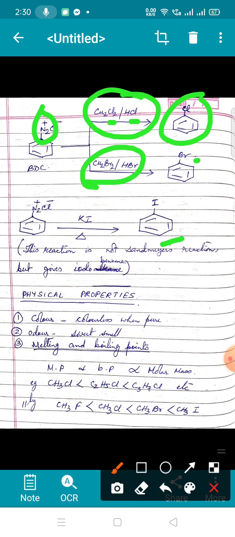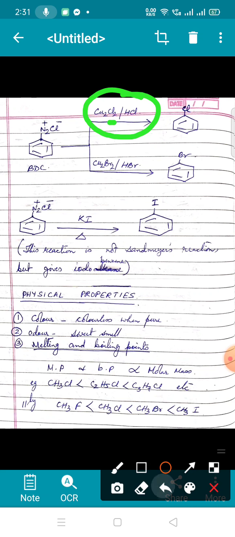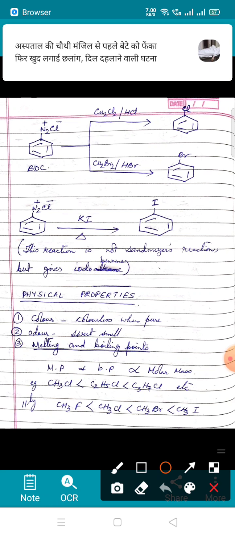We may prepare iodobenzene as well from BDC, but the reaction is not known as Sandmeyer's reaction, because the reagent used here is not a cuprous salt, rather it is potassium iodide. So when BDC is heated with potassium iodide, then you get iodobenzene. So with this we come to the end of methods of preparation of haloarenes, very important reactions and very commonly asked reactions. Next we move to physical properties.